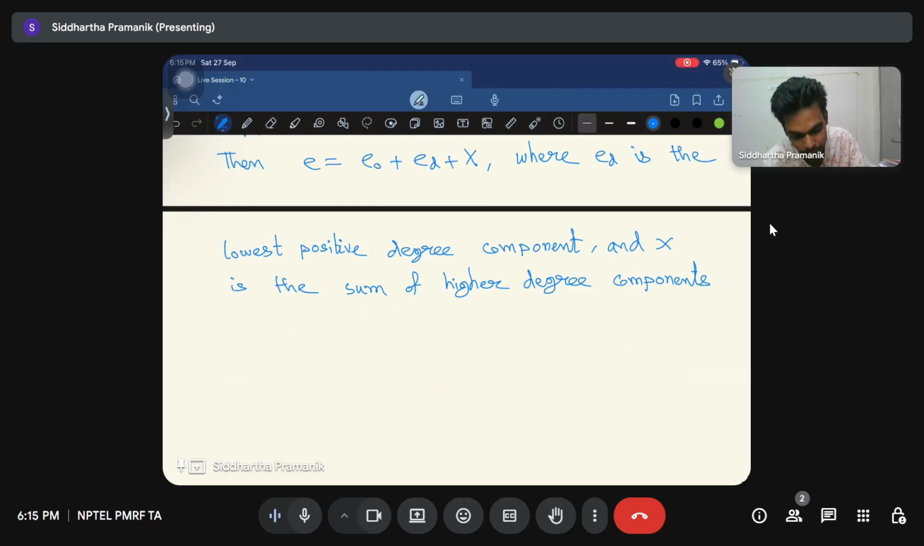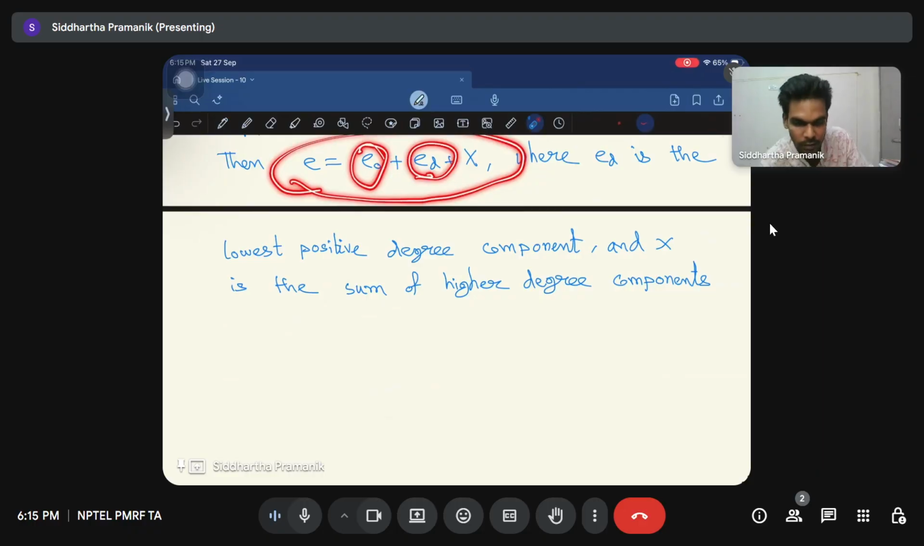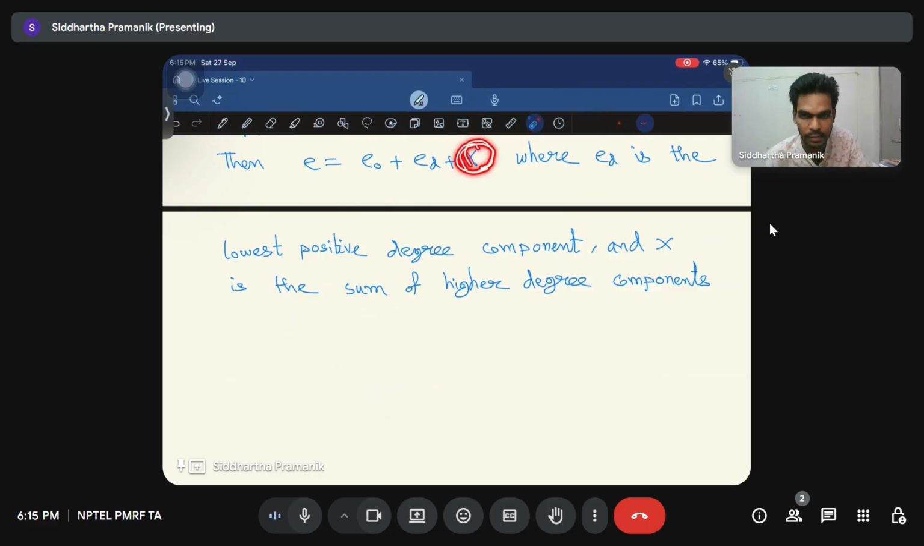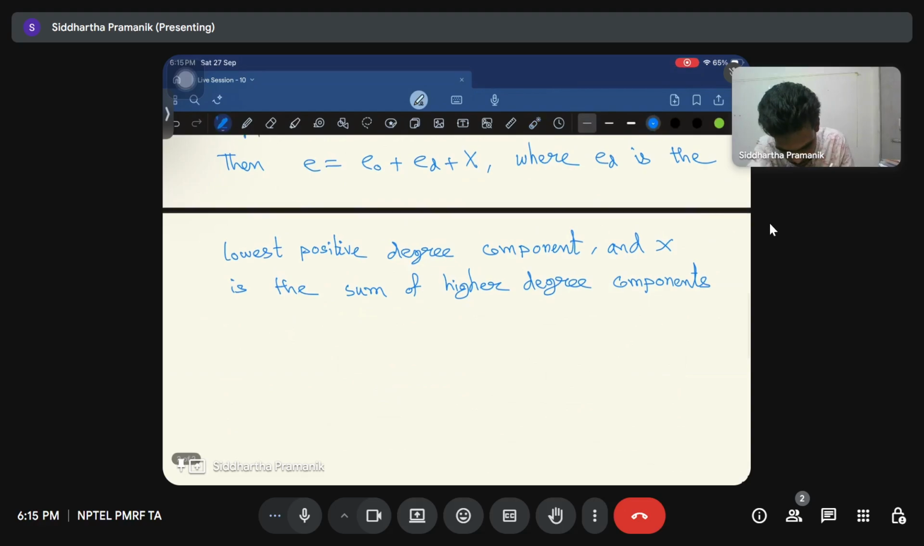So then we have written E as E0, the zeroth term, and ED, the smallest possible positive degree term. It may be 1, it may be 2, it may be 3, so it depends. But we are denoting that by ED, it's of degree D, and all other positive degree terms we will combine into X, right?